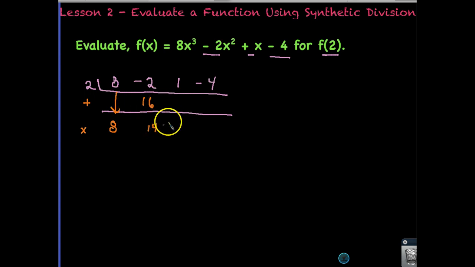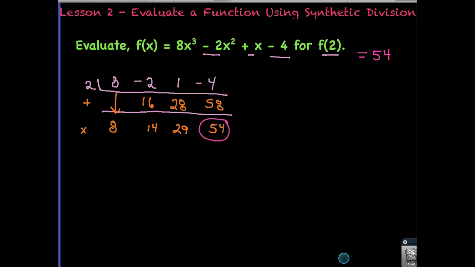Start over. Multiply 2 times 14, 28. We add down. We get 29. Now we start over. 2 times 29 is 58. We add down, and we get 54. And now I have my solution. When I evaluate this function for f of 2, I get an answer of 54. So this synthetic division is very helpful in learning and being able to evaluate a function, and it will be very helpful when we are dividing in the next lesson.